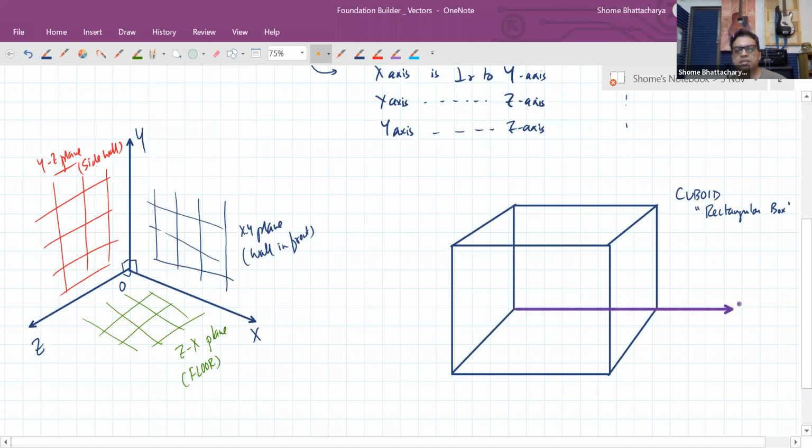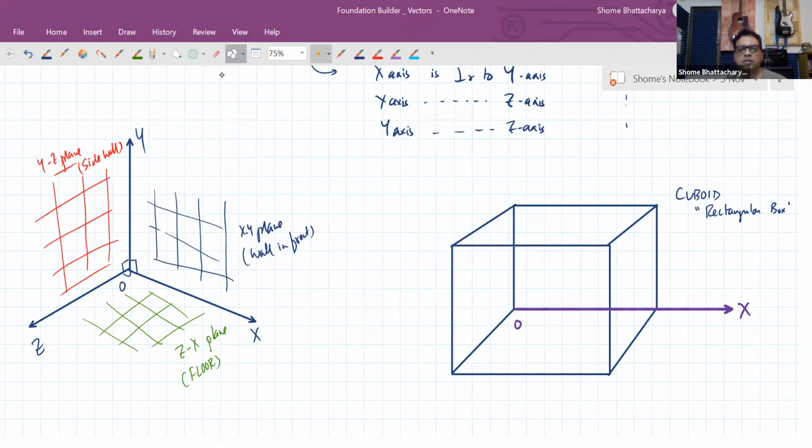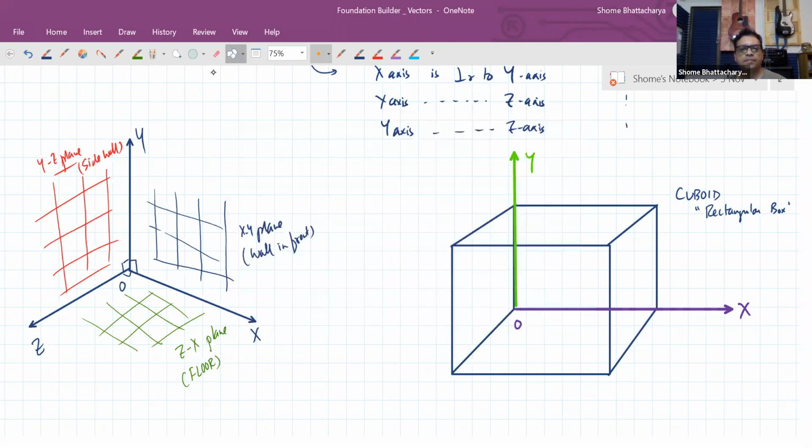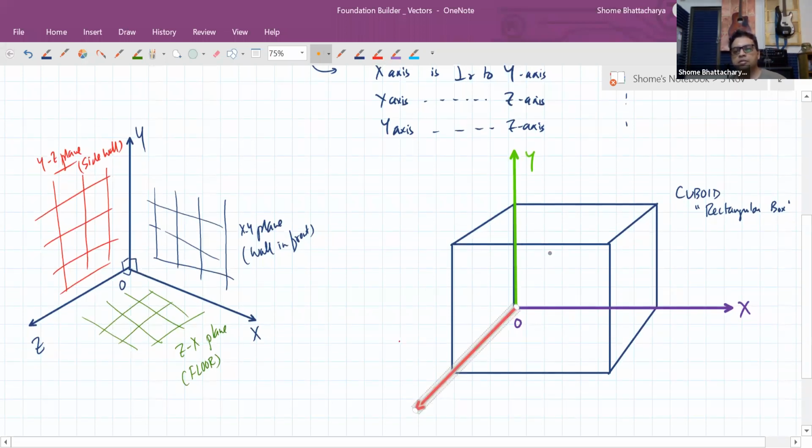So this is your x-axis. This point is your origin. Correspondingly, this is your y-axis. And this would be our z-axis. That's another way to visualize the XYZ system. So this wall in front of you, this is the XY plane.